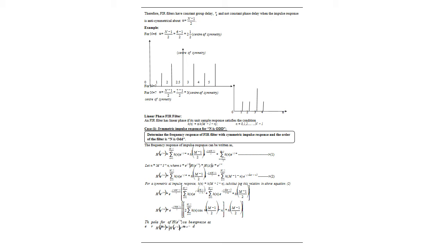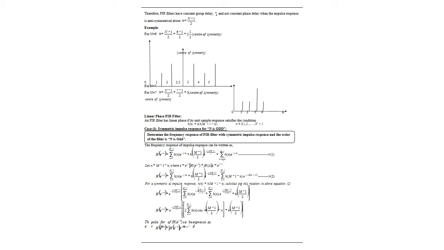The frequency response of the impulse response can be written as H of e power j omega equal to summation n equal to 0 to (M minus 3) by 2 of h of n e power minus j omega n, plus h of (M minus 1) by 2 into e to the power of minus j omega (M minus 1) by 2, plus summation n equal to (M plus 1) by 2 to M minus 1 of h of n e power minus j omega n. Then let n equal to M minus 1 minus n, where z is equal to e to the power of j omega, and H of e power j omega is equal to H of z at z equal to e power j omega.